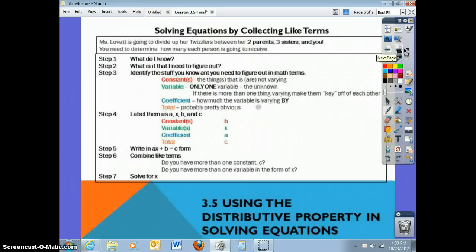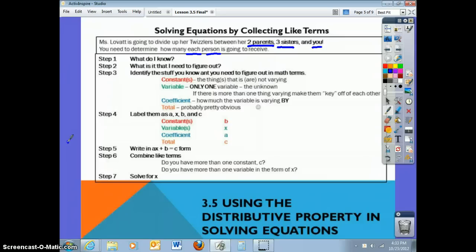Okay, so Miss Lovett is going to divide up her Twizzlers between several people. Her two parents, her three sisters, and you. Okay? And what you need to determine is how much each person gets. Now, this problem is actually adapted from one in your book, and it actually had to do with dividing money between people, but I thought we'd do this. It'd be more interesting. Okay?